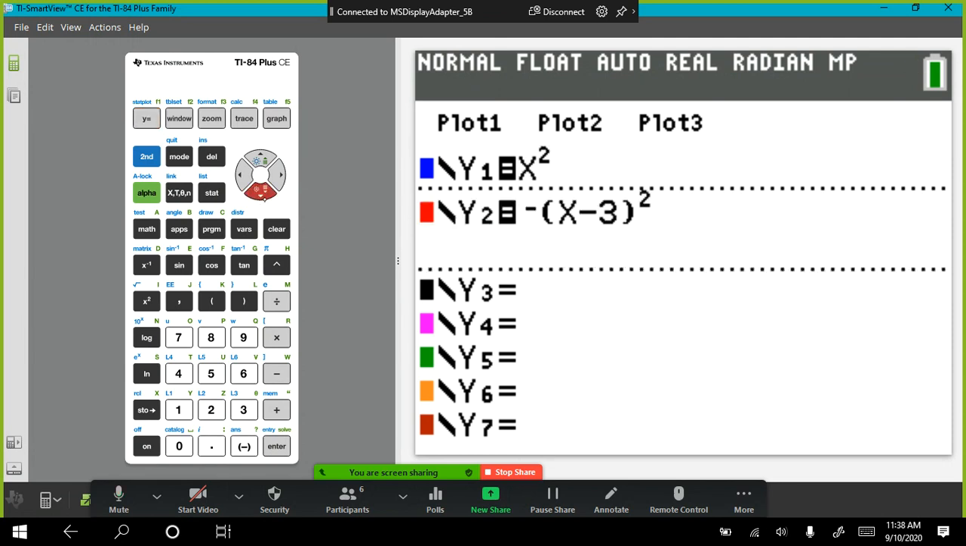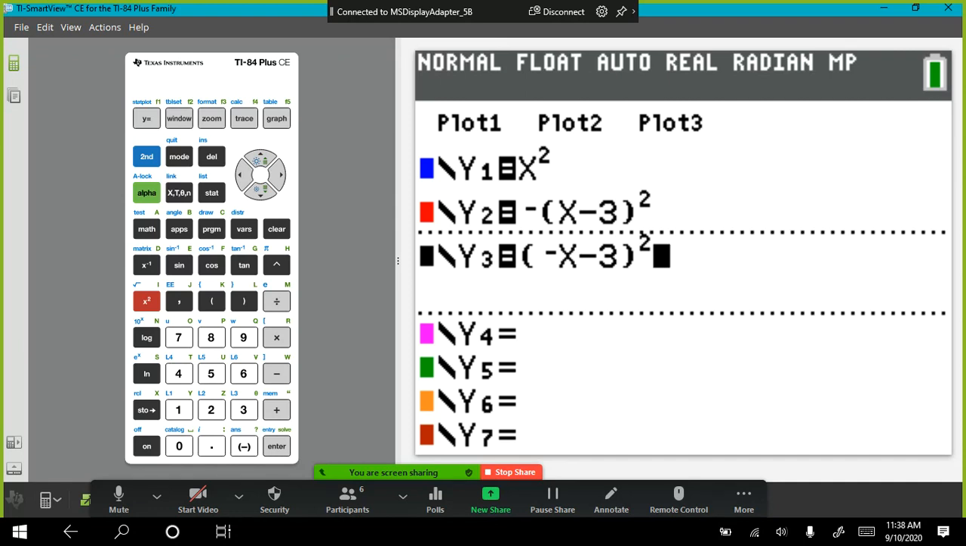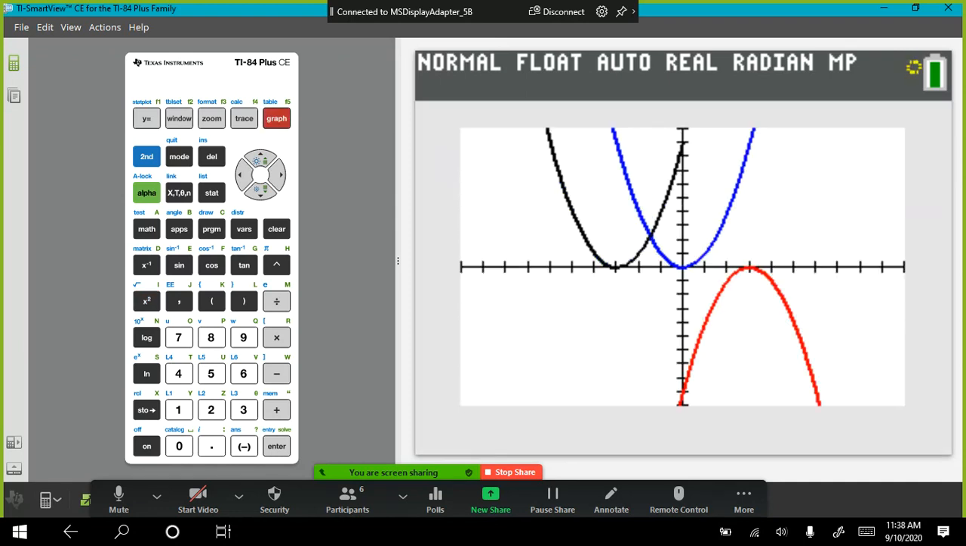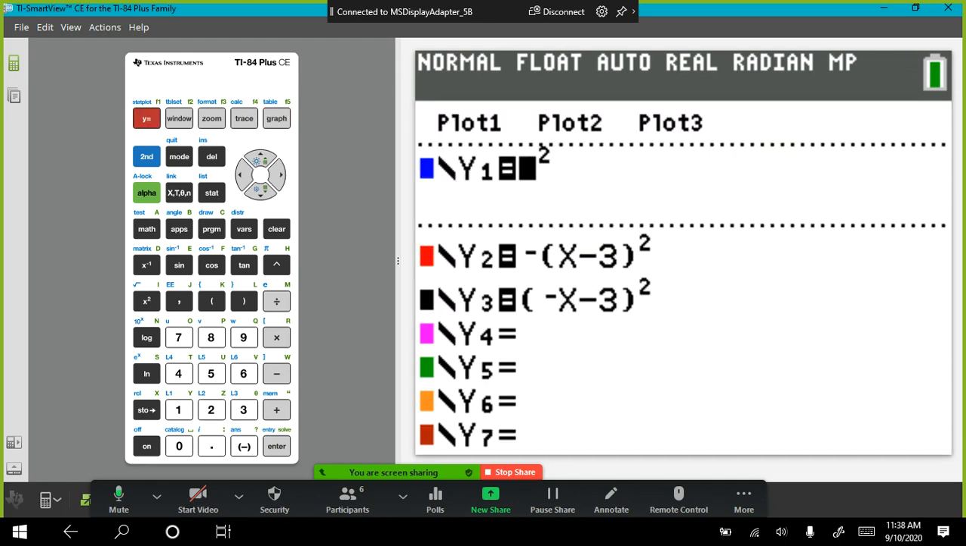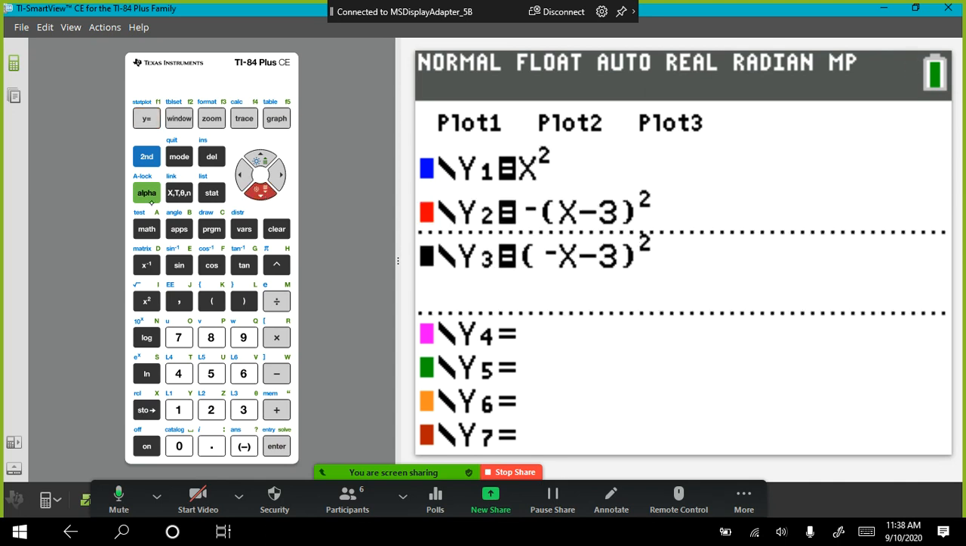So let's see. Negative x minus 3 squared. Yep, that's what happened. Now notice, when I did that, I didn't put the negative out front. So really, if I want to reflect the red graph, what I should have done is inserted a negative right here.